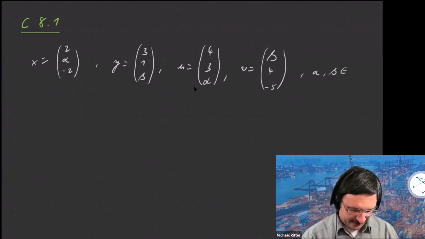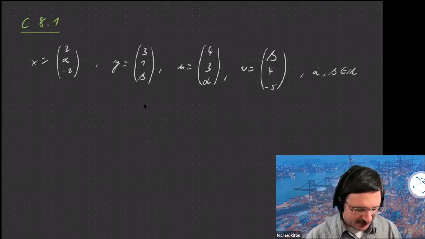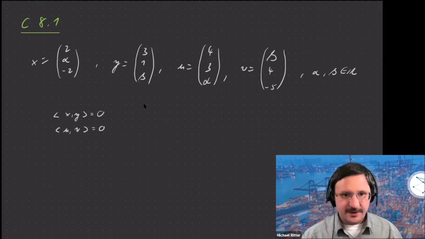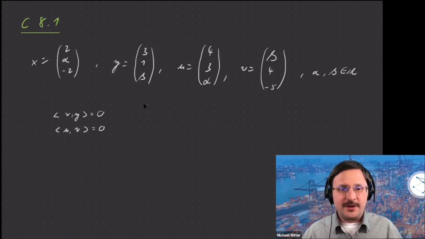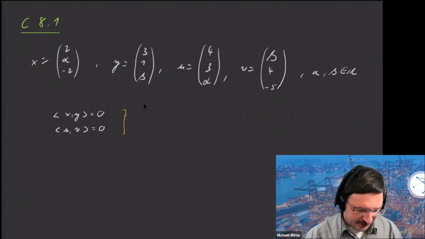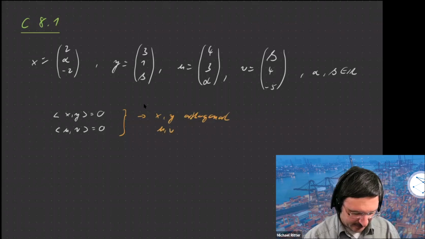Parameters alpha, beta are some real numbers. And the task is to compute values for alpha and beta such that the scalar product of x and y is 0, and so is the scalar product of u and v. So x and y need to be orthogonal, and u and v also need to be orthogonal.